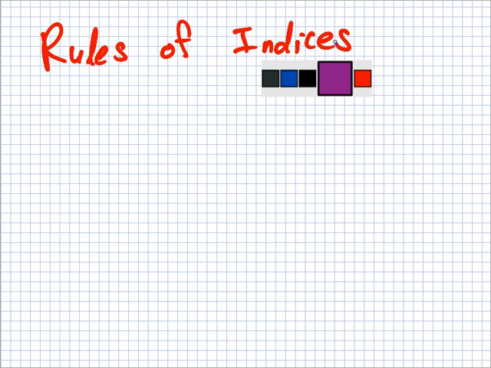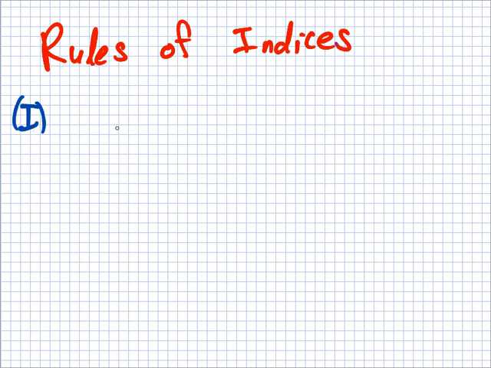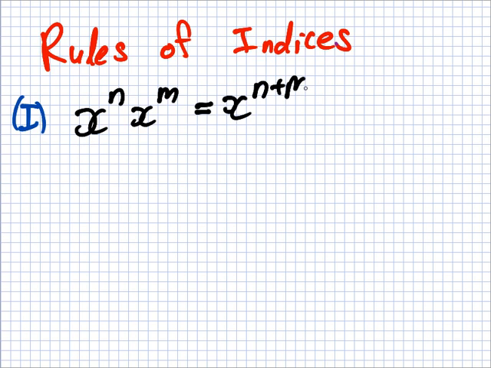Okay, so first rule. You have x^n times x^m, and this together is x to the power n plus m. And we'll look at the proof of this.